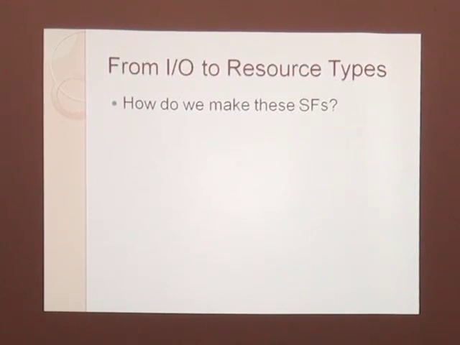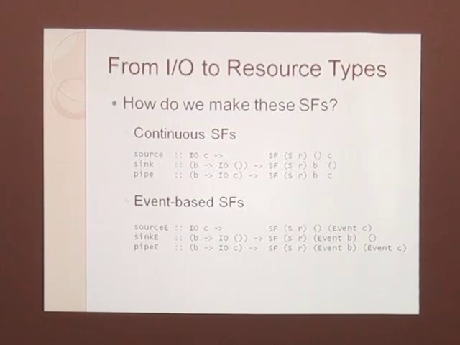Great. So back to user level. That was all kind of the inner workings. So how do we make these SFs? We're building them out of I/O, and we want a user to be able to make their own signal functions, make their own resource types. A resource type is just an empty data declaration. It's just literally a type.